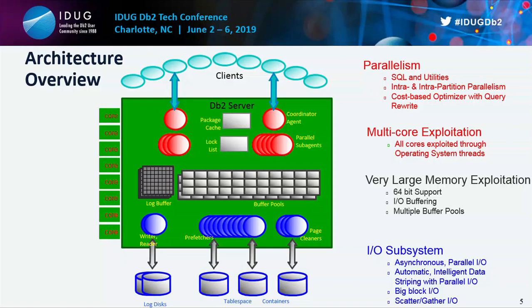This one I kind of laugh at because this is a slide that has been enhanced every release for the past, I've been with Db2 27 years, but 64-bit support. It's like, yeah, okay, that's pretty well. I think we actually don't even have a 32-bit server anymore, right? So everything is 64-bit now, but it's still there. I/O buffering, caching, the ability to prefetch and push out multiple buffer pools, right? And then under the I/O subsystem, the ability to do asynchronous, to automatically stripe, do parallel, big block I/O, scatter, gather.